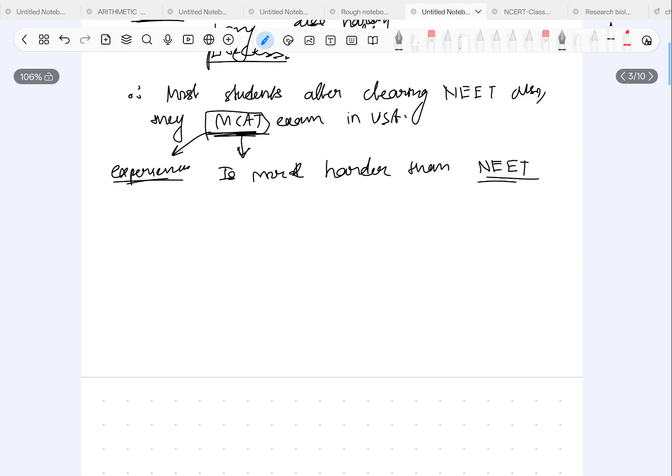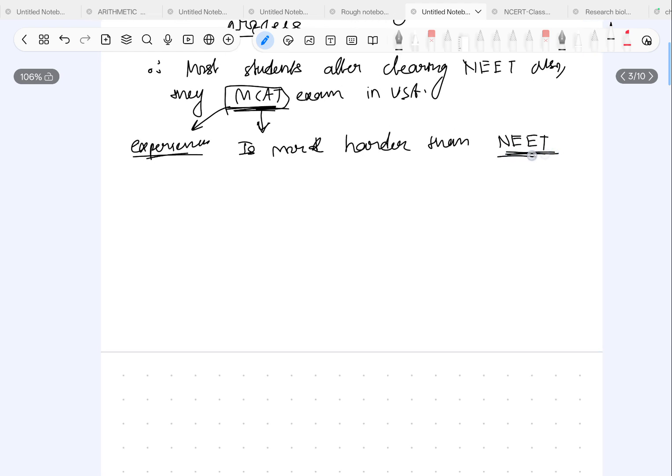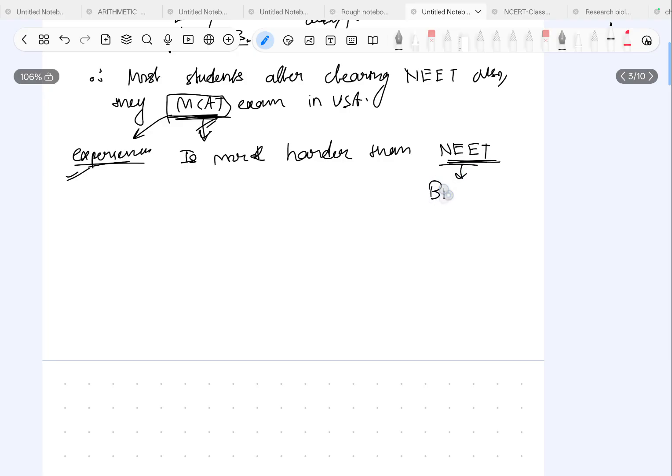The American system, if we compare to the NEET, is harder. In the NEET it only has biology, chemistry, physics, only these things. But in the MCAT the topics are vast.